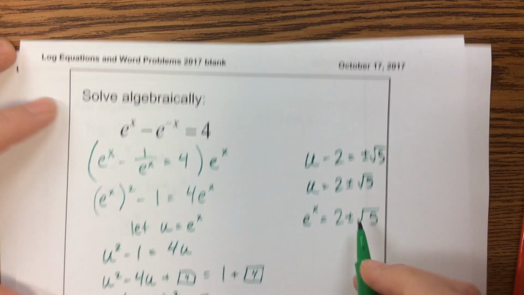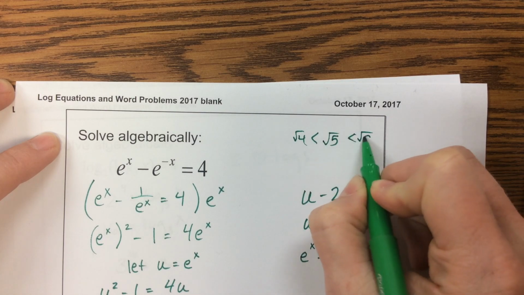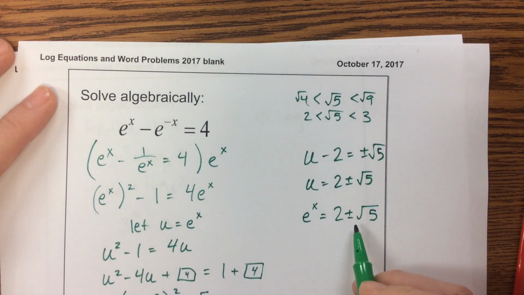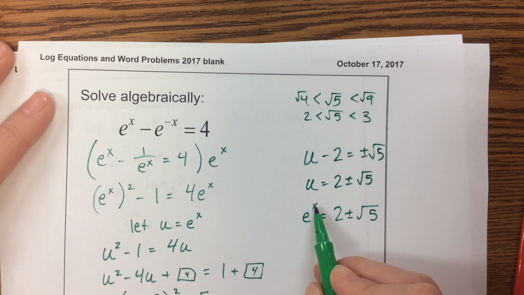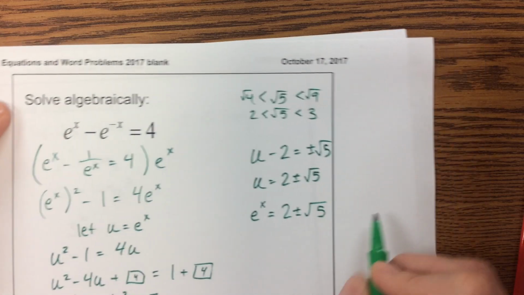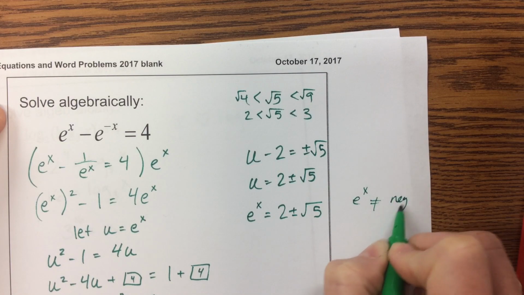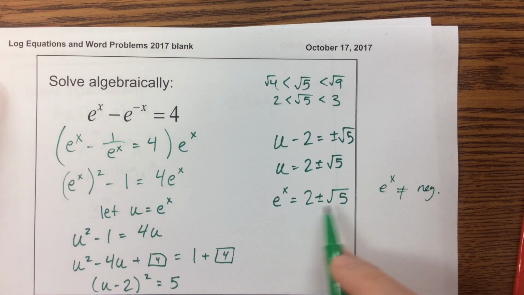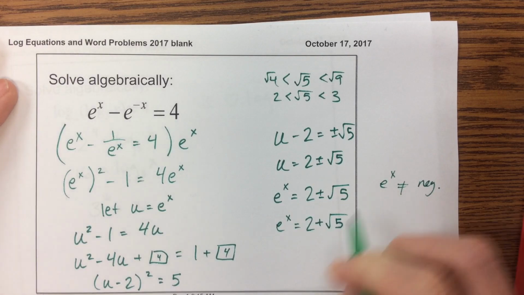Well, if you think about this, root 5 is going to be between root 4 and root 9. So root 5 is somewhere in between 2 and 3. And so when I subtract that value out, I end up with a negative. So e to the x, I can only get a positive value. If I have e to the x, it can never equal something negative. It doesn't even matter what the base is, it's not going to ever be negative. So I'm only concerned about e to the x is equal to 2 plus root 5.